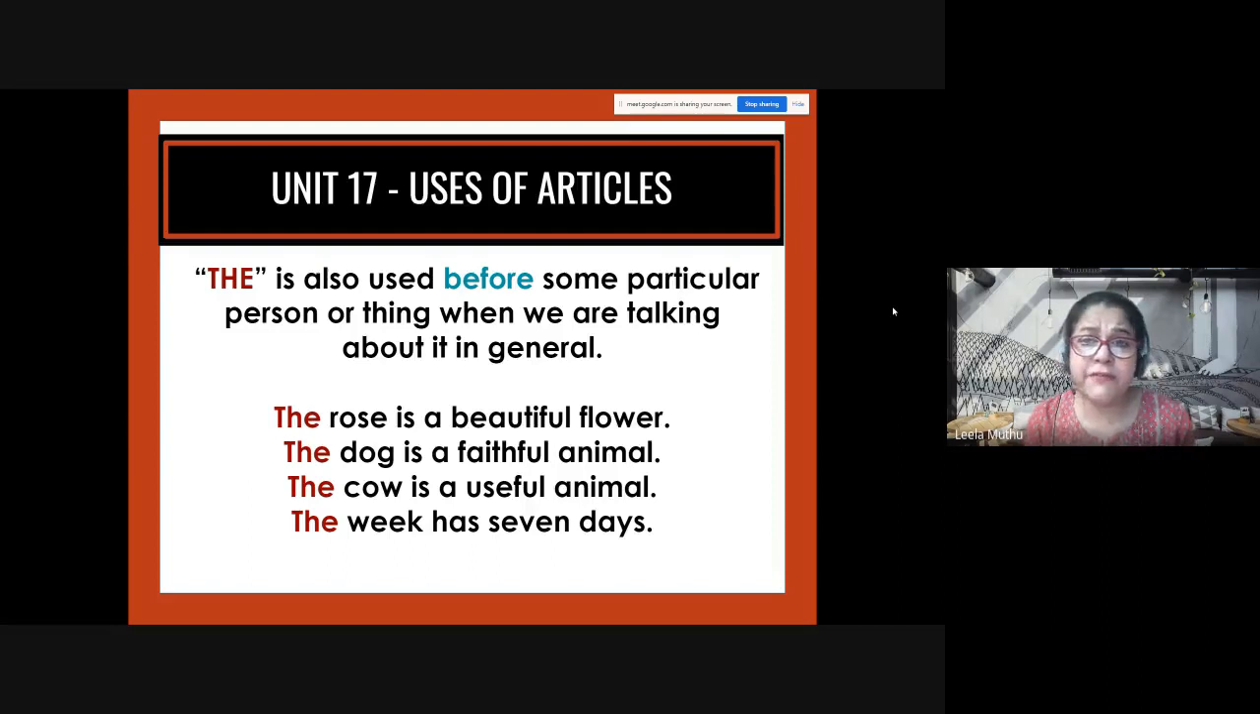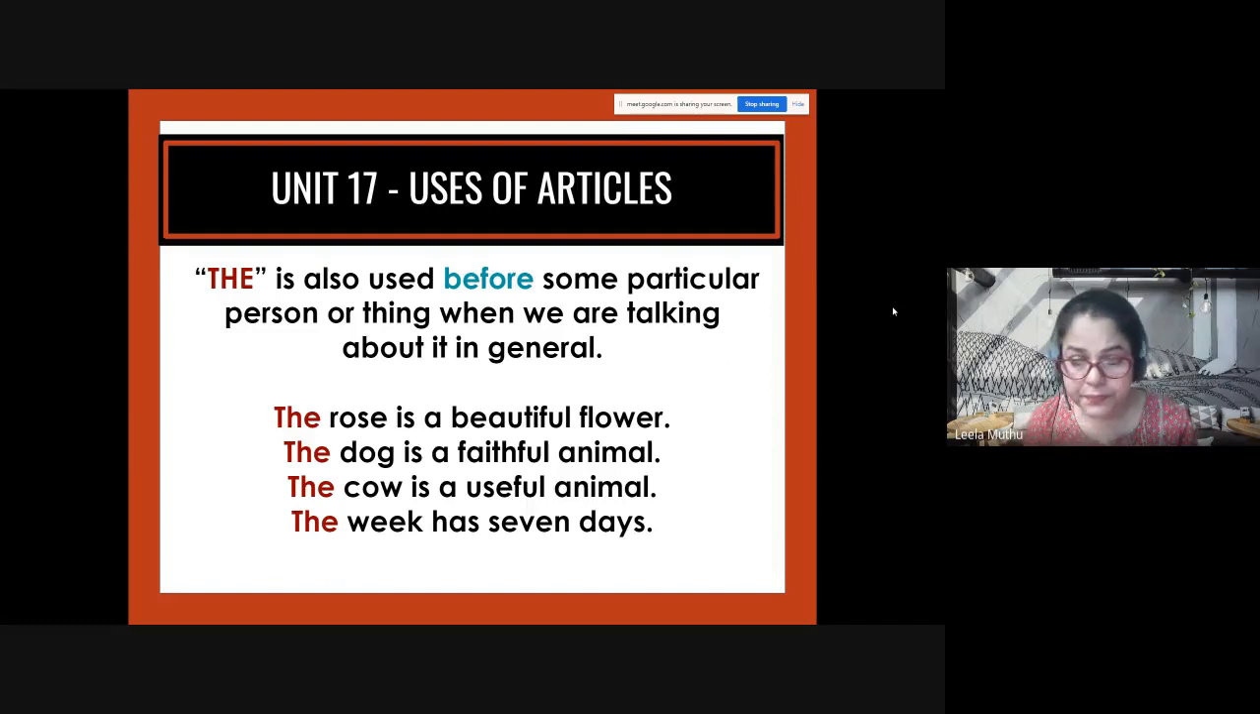Or you can say dogs are faithful animals. You cannot say "a dogs," right? But you can say the dog is a faithful animal, referring to all dogs. The cow is a useful animal, referring to all cows. The week has 7 days, referring to all the days, or how many days make up a week.